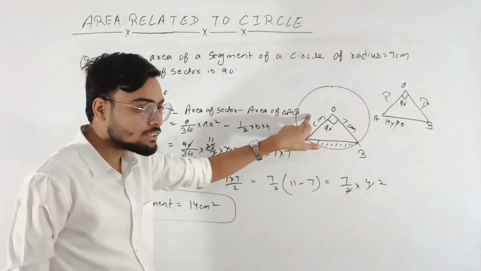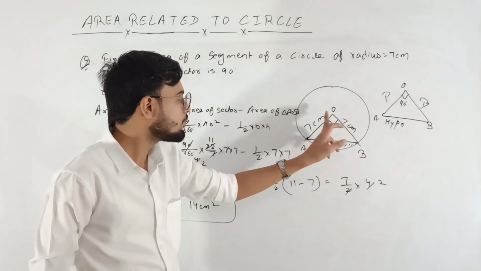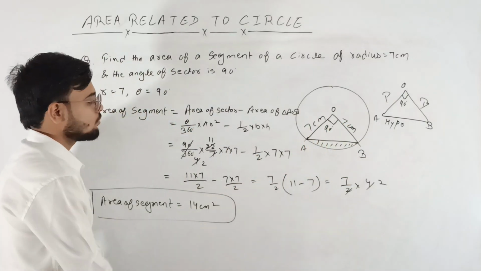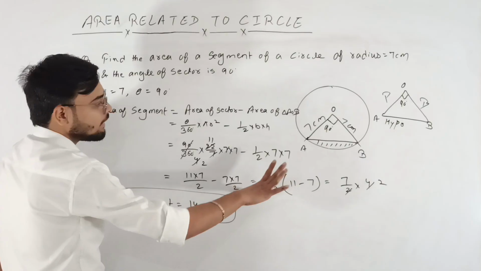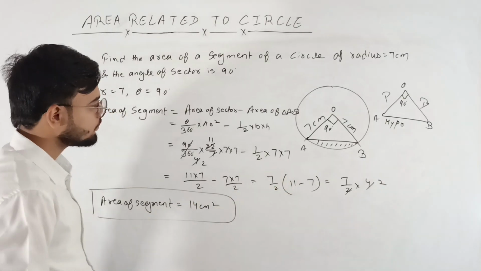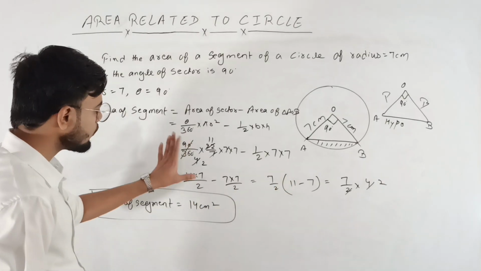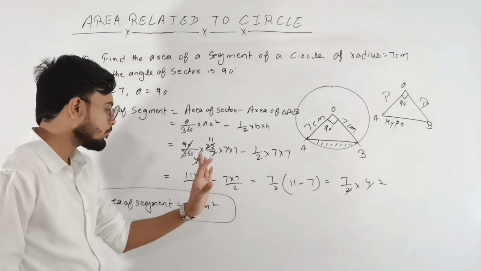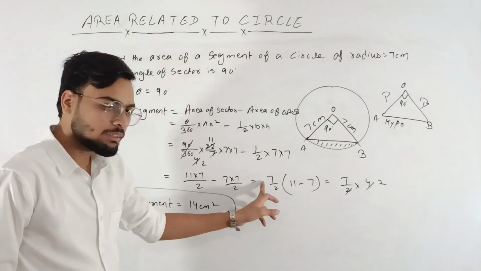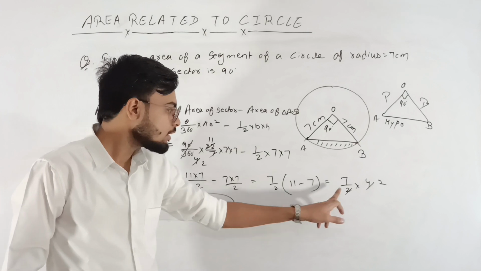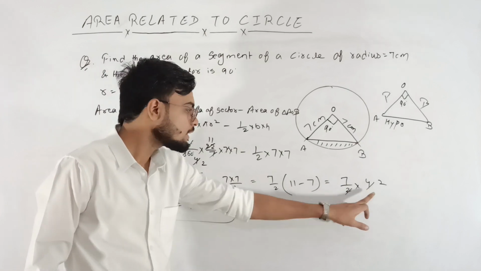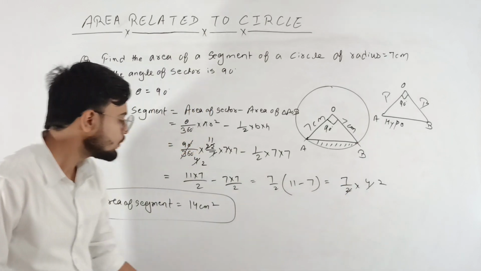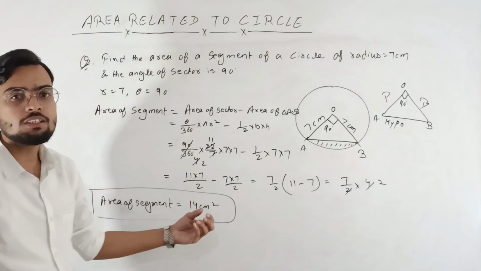Now AO is again a radius and OB is also a radius, so both are 7. So half into base is 7, and height is also 7. So now after calculation, I get 11 into 7 upon 2 minus 7 into 7 upon 2. I take 7 by 2 as common, then I am left with 11 minus 7. Now 7 upon 2 into 4, it cancels 4 by 2 two times. Then 7 into 2 is 14 centimeter square. This is the area of the segment.